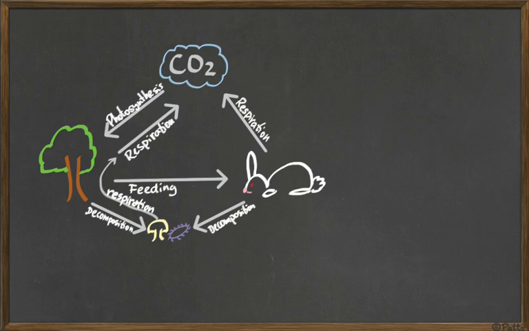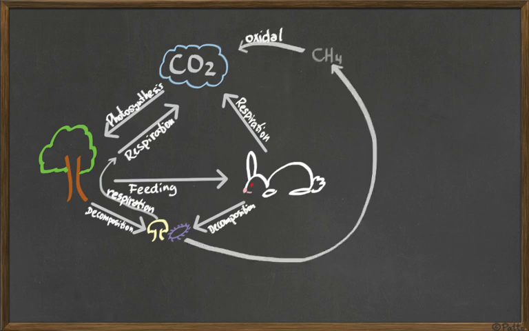Okay? However, some bacteria, especially some archaeobacteria, instead of doing cell respiration, do a chemosynthesis that makes methane. So there is a production of methane by some bacteria, and the methane can suffer oxidation and become carbon dioxide. So it's also part of the carbon cycle.